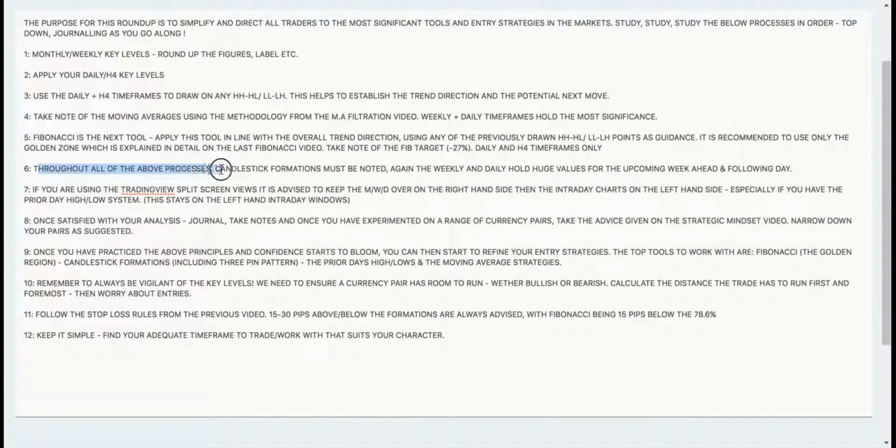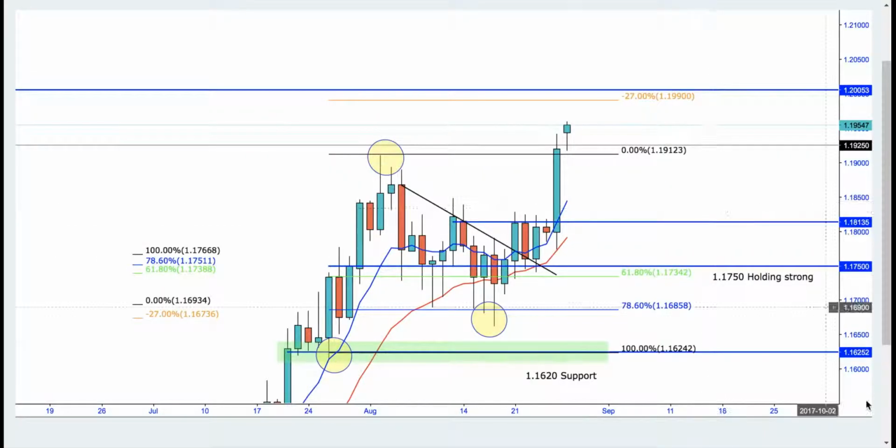Throughout all of the above processes, candlestick formations must be noted. Again, the weekly and the daily hold huge values for the upcoming week ahead and the following day. If you're using TradingView split screen views, it is advised to keep the monthly, weekly, daily over on the right hand side as so.